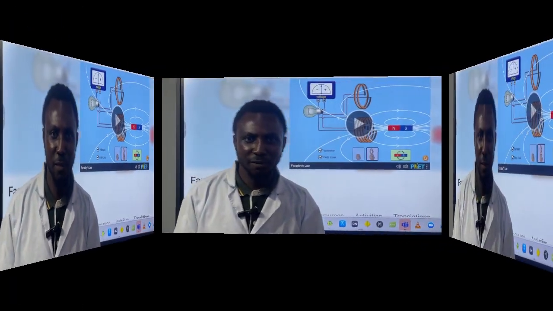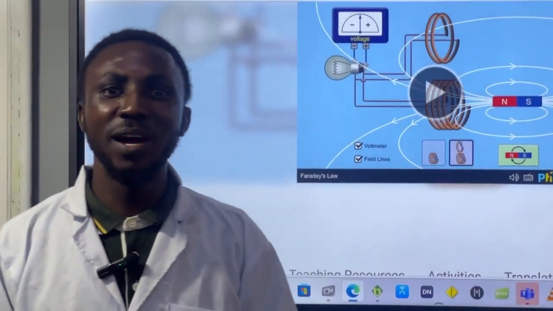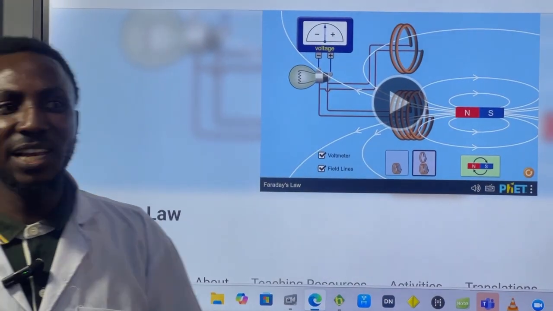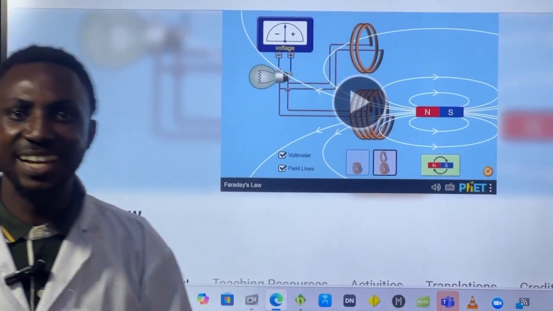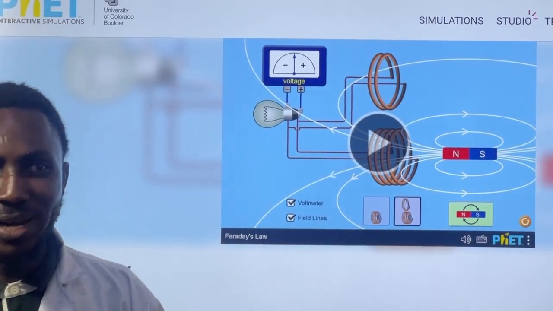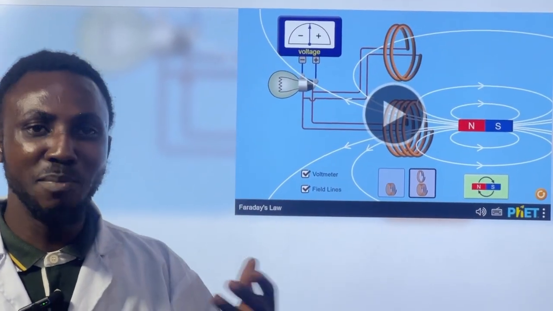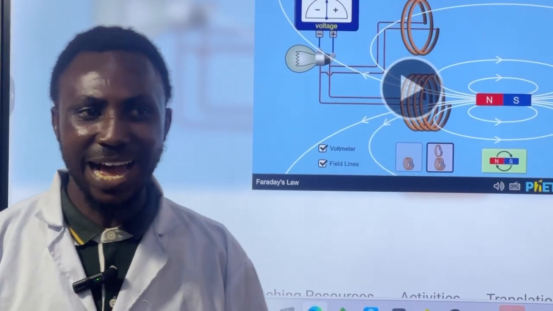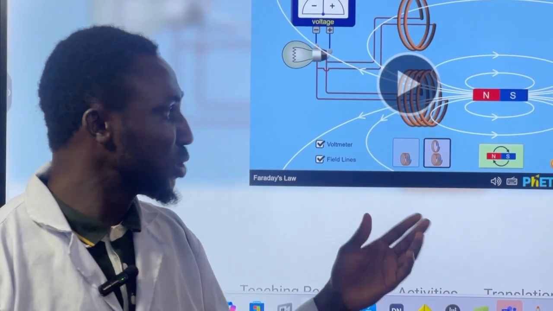Hello friends, in physics class today, we'll be talking about electromagnetic induction. Now the question is, what is electromagnetic induction? Electromagnetic induction is the production of electric current or voltage when there is relative motion between a magnet or a magnetic field and a coil. And we are going to demonstrate that today.